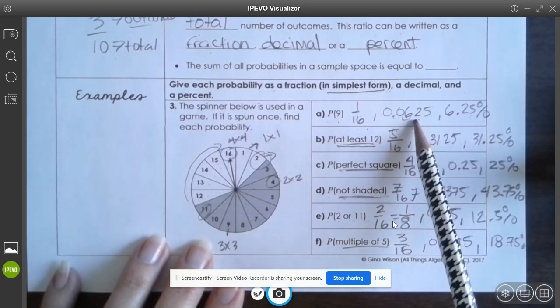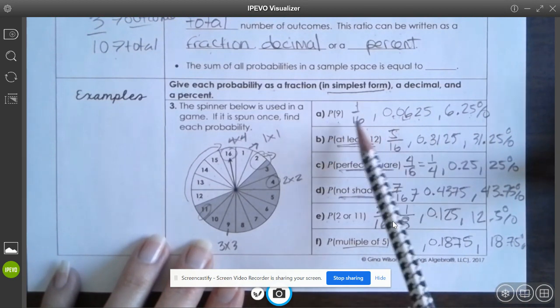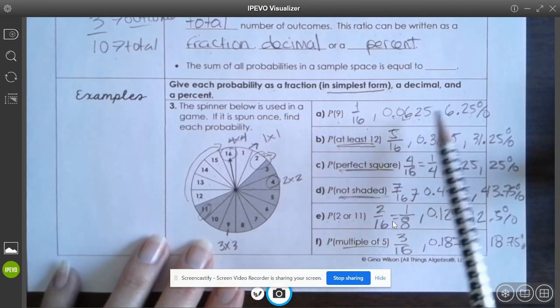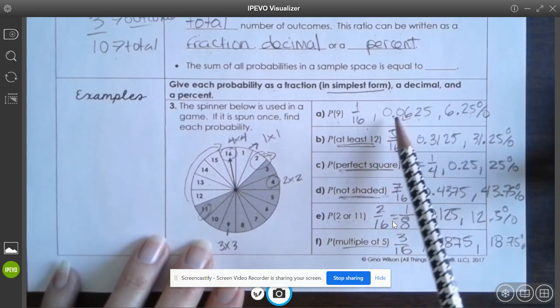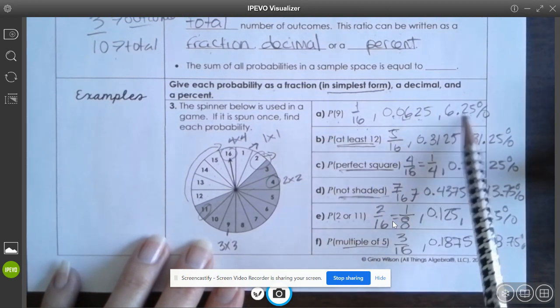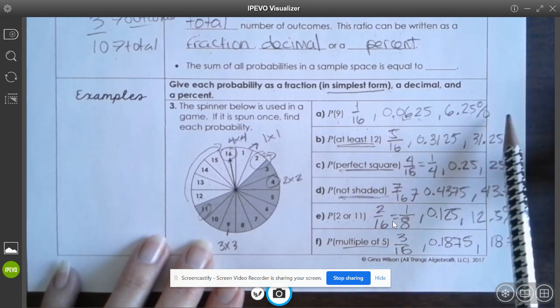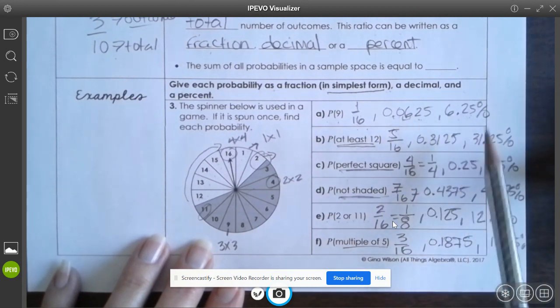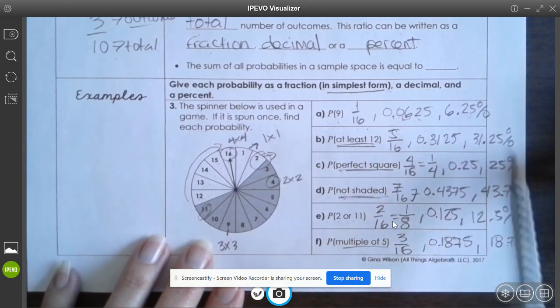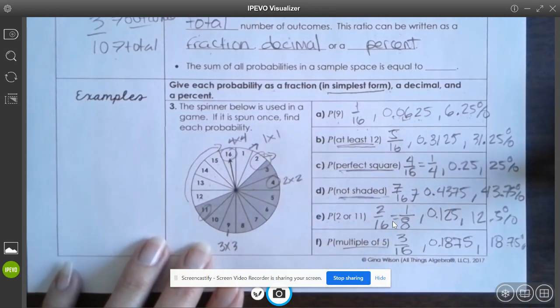How do I find the decimal? You divide the numerator by the denominator. And how do I find the percent? You multiply the decimal by 100, or you just move the decimal to the right twice, and that's multiplying by 100, okay? Make sure you use your proper notation here and all that.